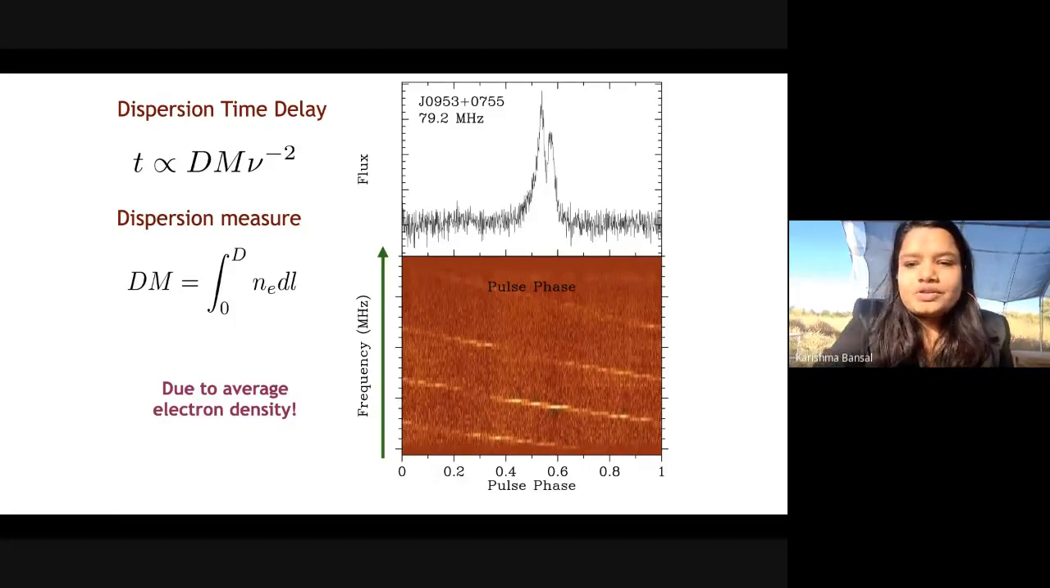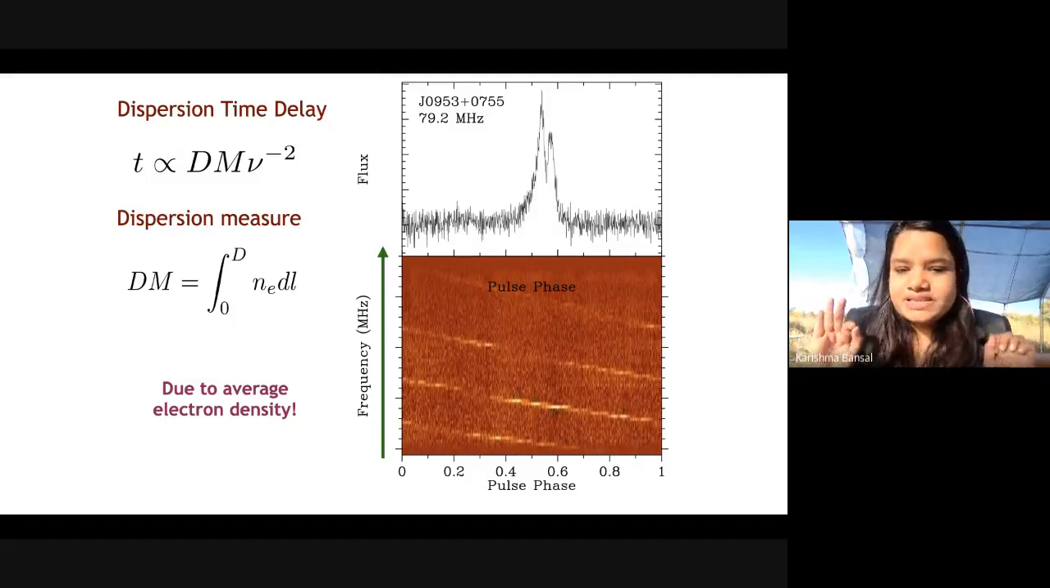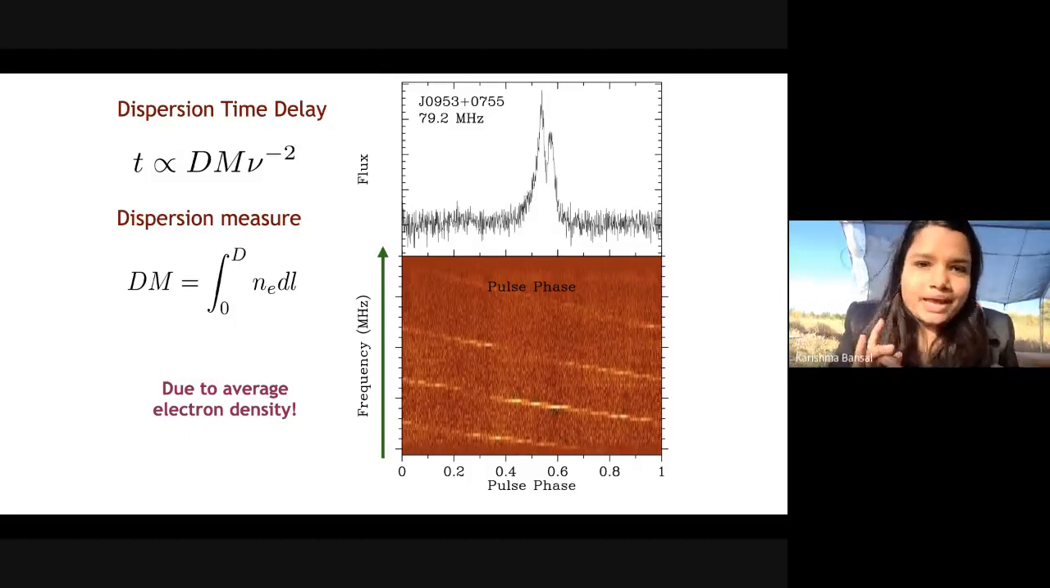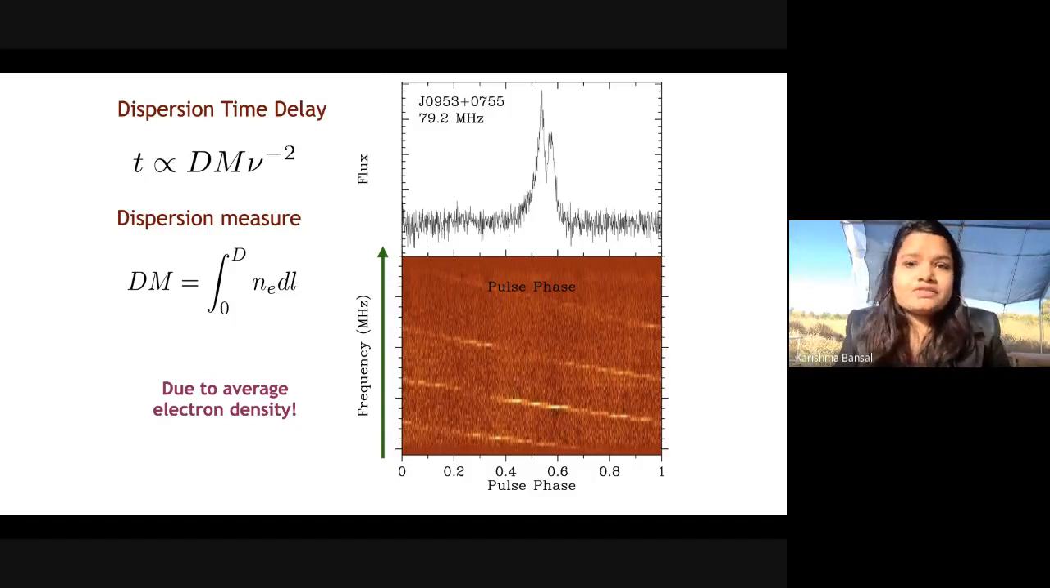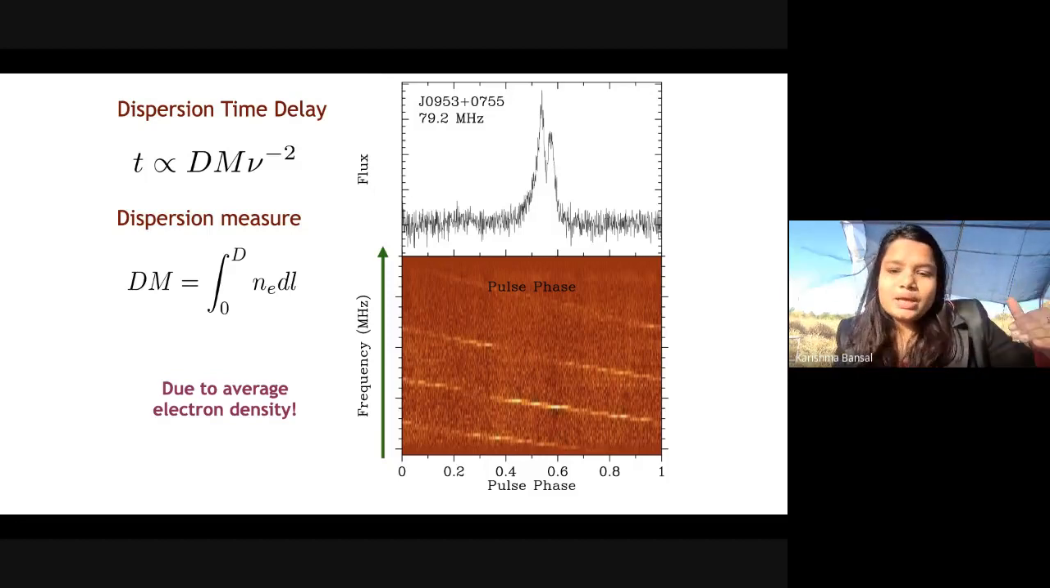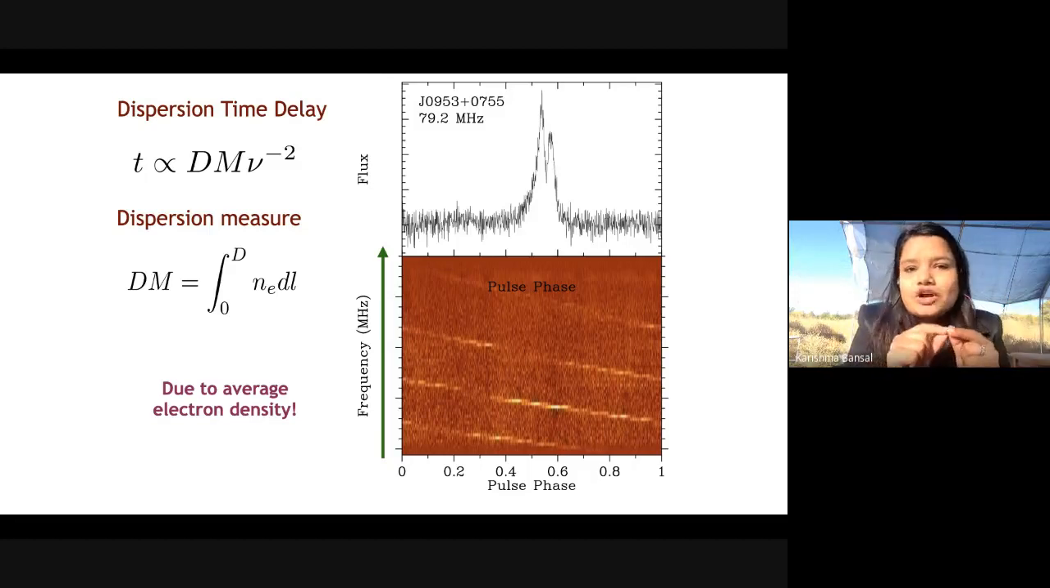The figure here on the right may seem a little complicated, so let me simplify. Let's look at the bottom panel first. The y-axis is the frequency. The x-axis is the pulse phase. As I said, these pulses are periodic. So imagine you have a pulse coming, but it has got multiple frequency components. The lower frequencies get delayed as compared to the higher frequencies, and this is called dispersion.